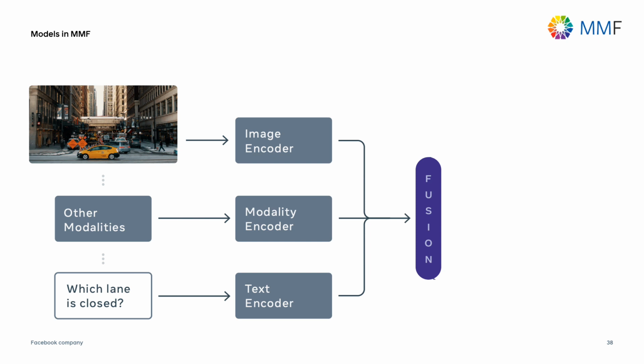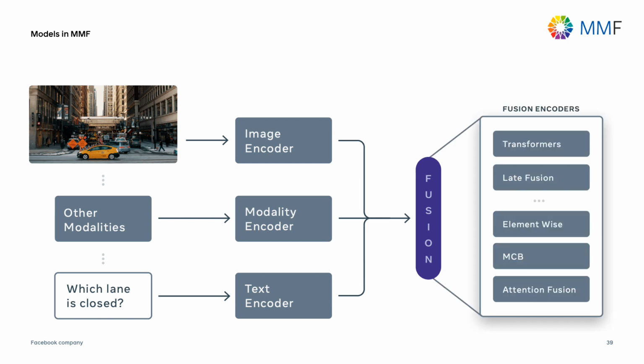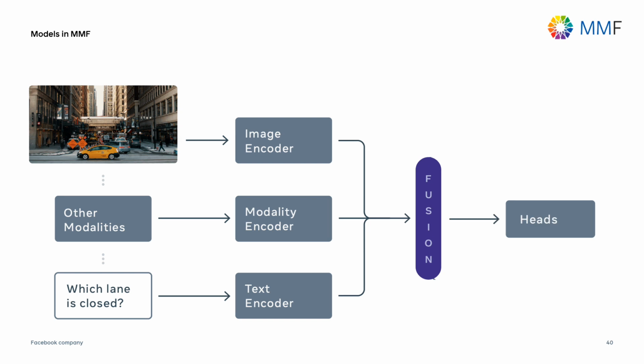So all these modalities go through an encoder and get back a representation, which is passed through some kind of fusion mechanism to return back a single embedding. So these fusion encoders can also be of different types. For example, recent vision and language models involve transformers, something like ViLBERT, VisualBERT, or something else. Then late fusion models, element-wise models, which basically take the element-wise product of the encodings to generate a final embedding. Then it can be MCB, or you can use attention-based fusion, like the older Pythia-based model.